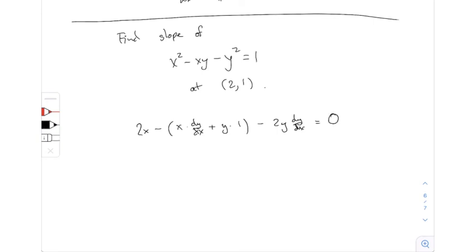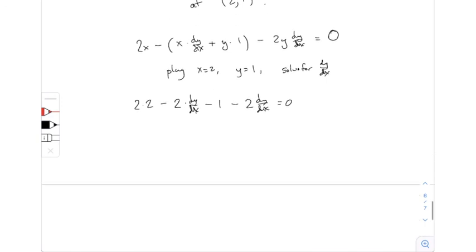All right. I hope everybody got that for the derivative. And now I'm almost done. I'm going to plug the values in. Plug in 2 and 1. And then solve for dy dx. Or you could solve for dy dx first, but that's more complicated. I'm going to plug x equals 2, y equals 1, and then solve for dy dx. Let's do it. I got 2 times 2 minus 2 dy dx minus 1 minus 2 times dy dx. I distributed the minus sign in the middle there.